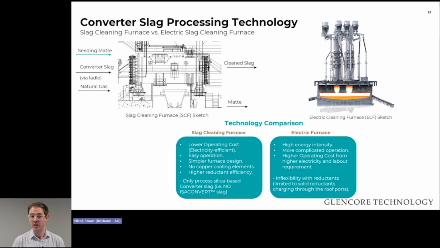This uses electricity to heat the bath, and they charge metallurgical coke to the electric furnace. This generally has a higher operating cost compared to the slag cleaning furnace, as metallurgical coke is a very expensive reductant compared to the cheaper reductants used in the slag cleaning furnace technology. So there are mixes and matches between the two, but they're generally the options you have.